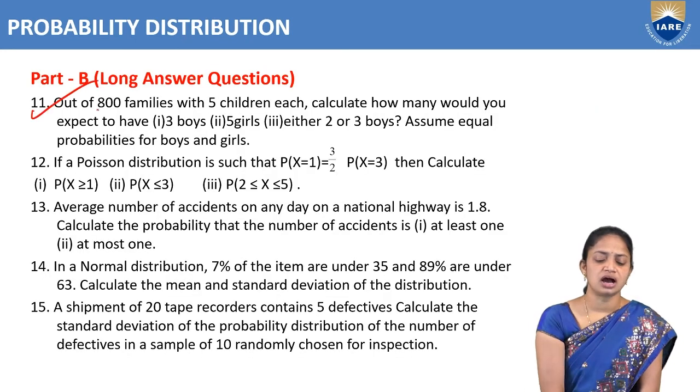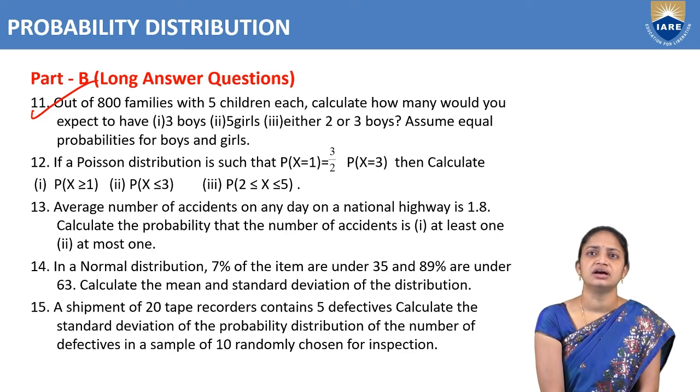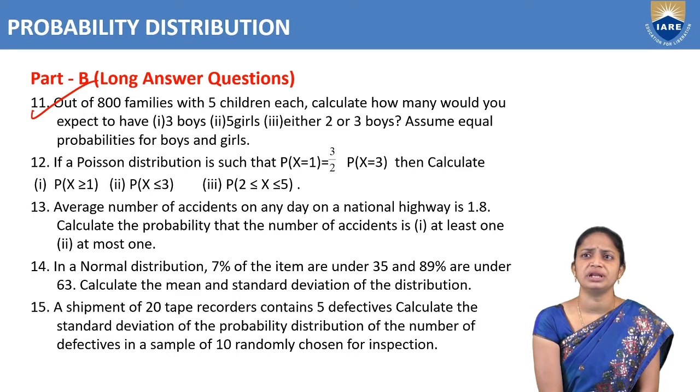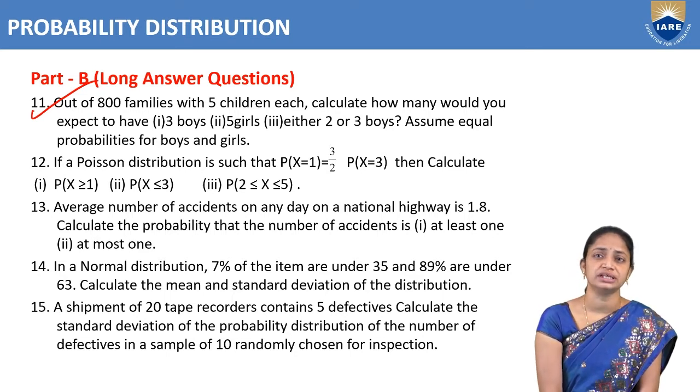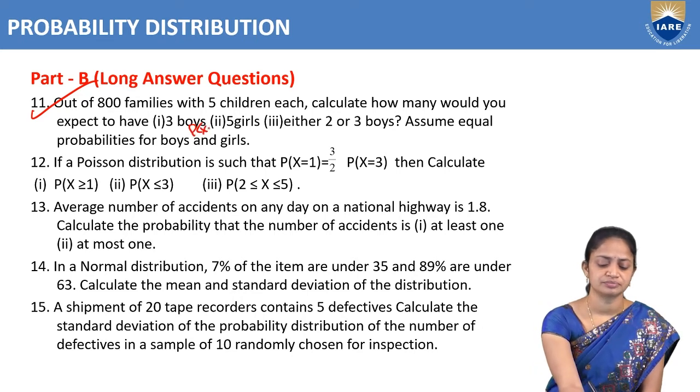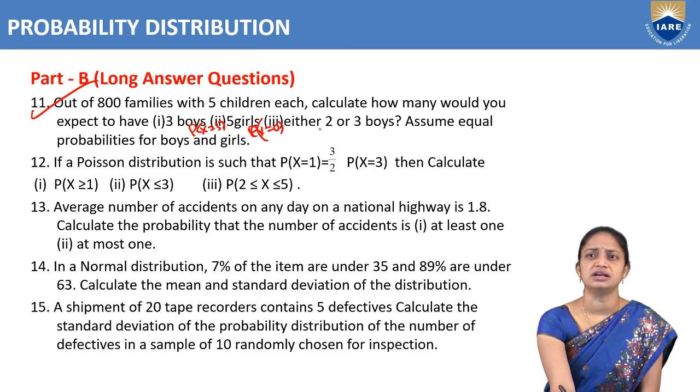So next, out of 800 families with 5 children each, calculate how many would you expect to have. First one, 3 boys. That means here we have to calculate for boys, so p of x equal to 3. Then 5 girls now, we have to find p of x equal to 0. Then either boy or girl, p of x equal to 2 or p of x equal to 3. And assume equal probabilities for boys and girls.